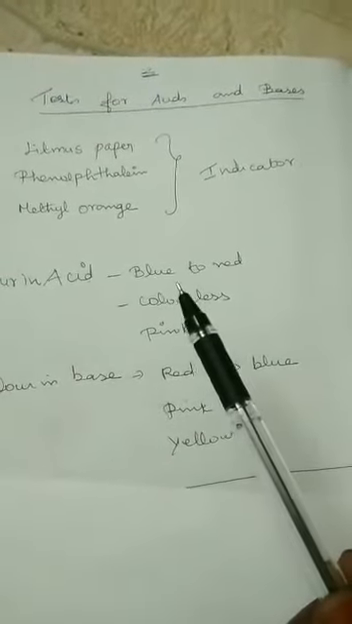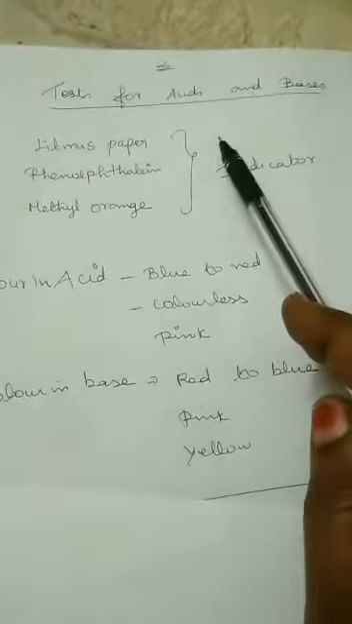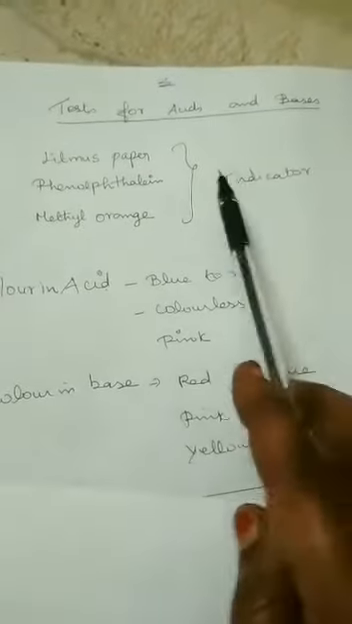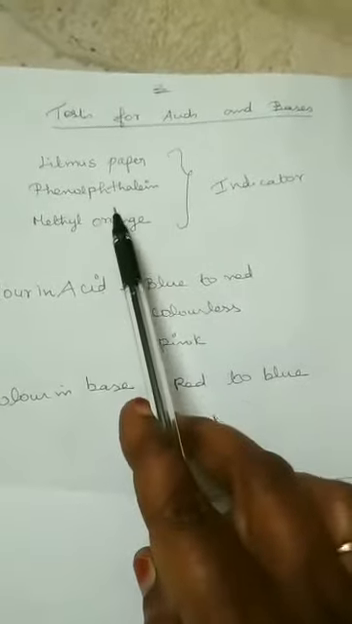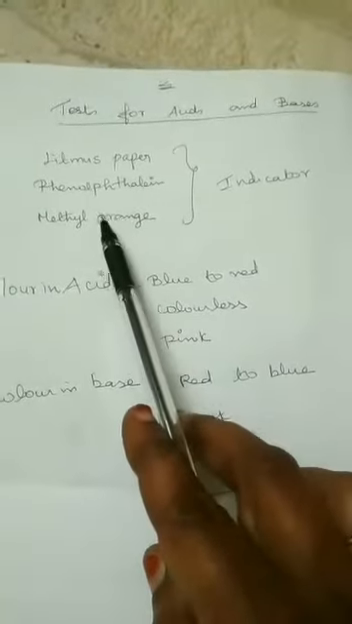This is the 9th standard chemistry session. Let us see tests for acids and bases. It is a very important question. Listen carefully. Litmus paper, phenolphthalein, methyl orange. What are they? They are indicators.